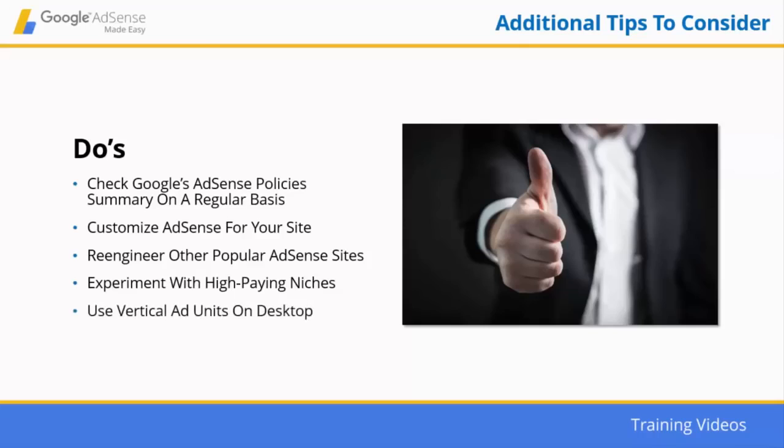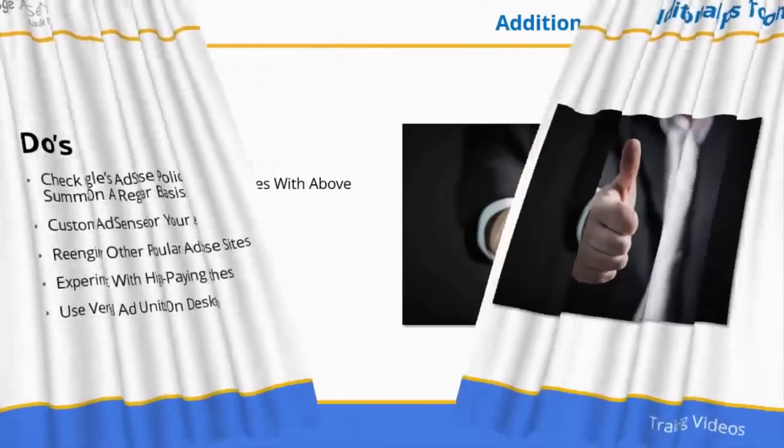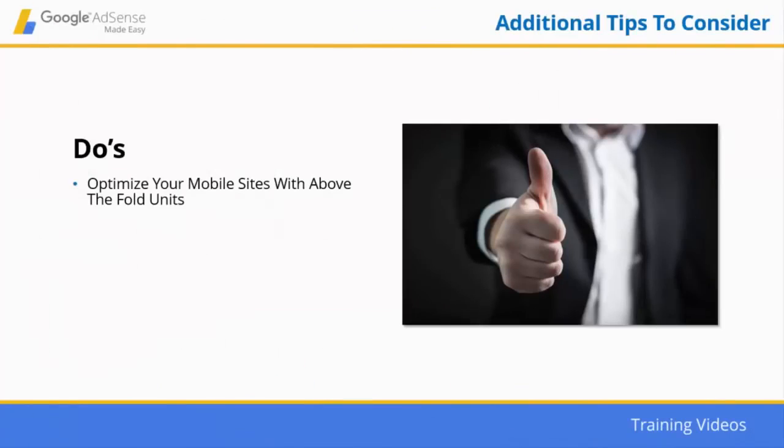Use vertical ad units on desktop. Placing a vertical ad unit on the desktop version of your site will help you to show your visitors an advert that will remain visible while they read on your site. Optimize your mobile sites with above-the-fold units. Placing a 320 by 100 ad unit above the fold will help you to leverage an ad that is visible to anyone that visits your mobile site.